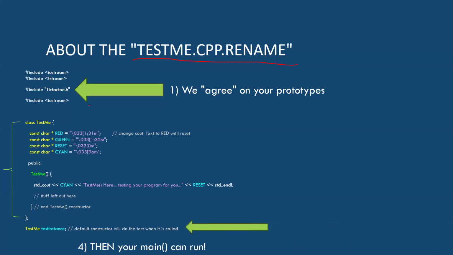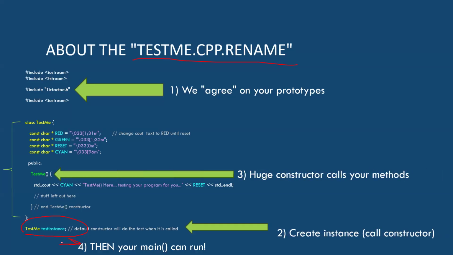When you run your program, it's going to create an instance of this first and run the test before it even gets here. The last thing, my animations are out of order. So we agree on the prototype, we create an instance, the constructor runs. If you pass, then your game will play, because main goes last. That's the interesting thing about this. Just by linking in a CPP file, it's going to instantiate the class, call the constructor, and test everything before your main even executes, okay?